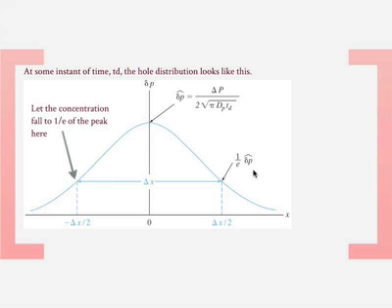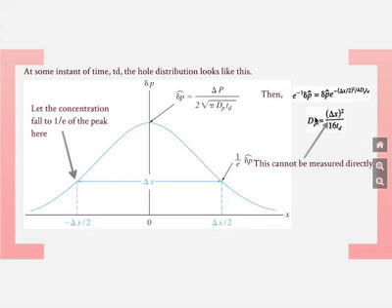So let the concentration fall to 1 over e of the peak here, and you can derive what the spread is, essentially. If you set it to 1 over e of the peak value, then this exponential term becomes minus 1. Then you get the diffusion coefficient can be expressed as delta x squared divided by 16 times td. So this allows you now to measure the diffusion coefficient by looking at the spread of that pulse after a certain time td.